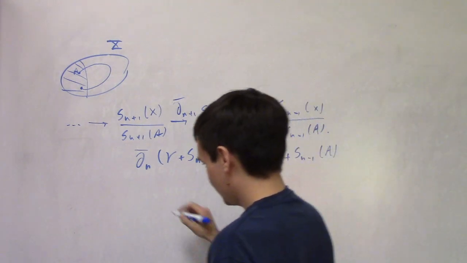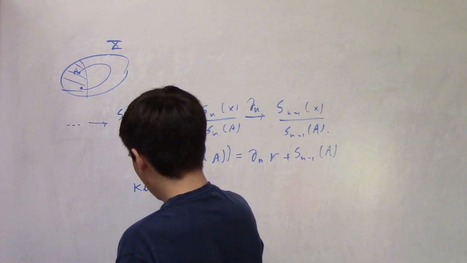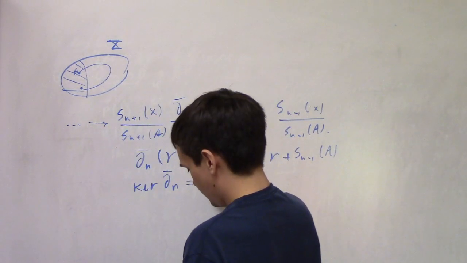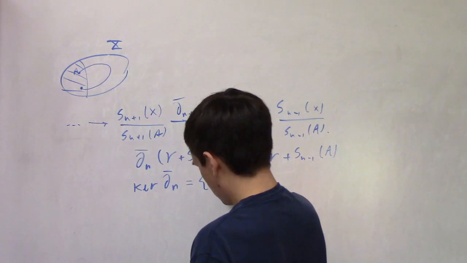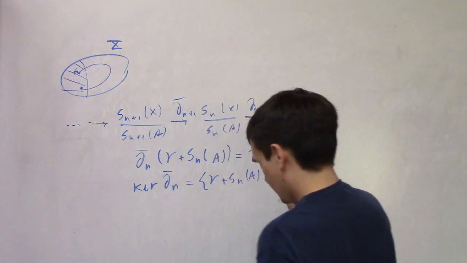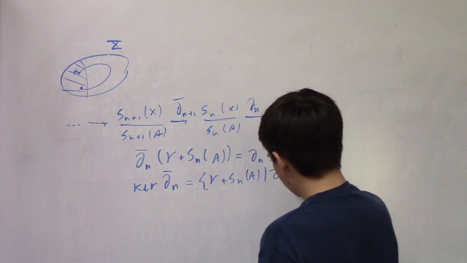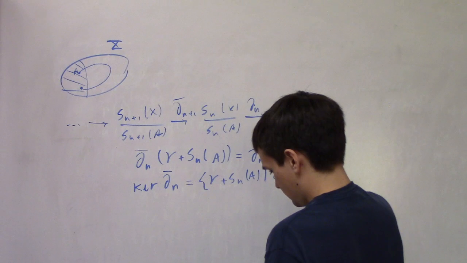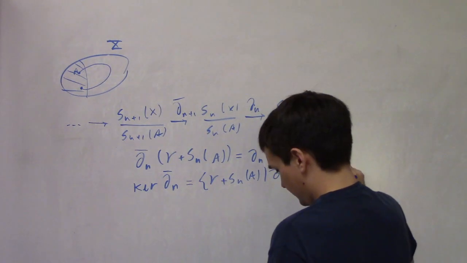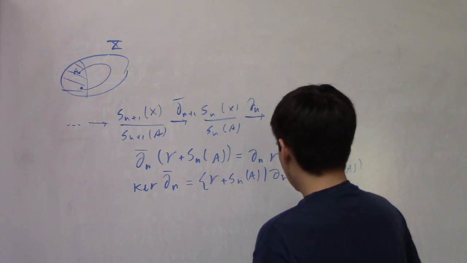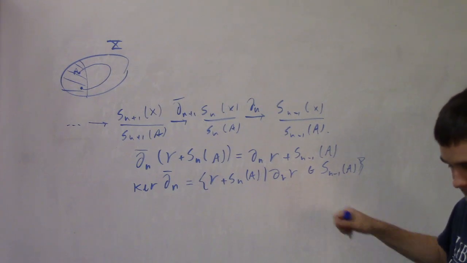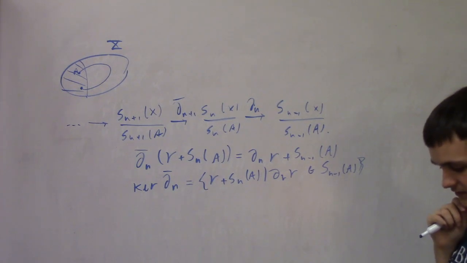So now he says the kernel of this map is equal to the set of gamma plus S_n of A such that partial_n gamma is an element of S_{n-1}A, which is what we're modding by. So essentially, this is 0, with respect to the group structure we're dealing with.